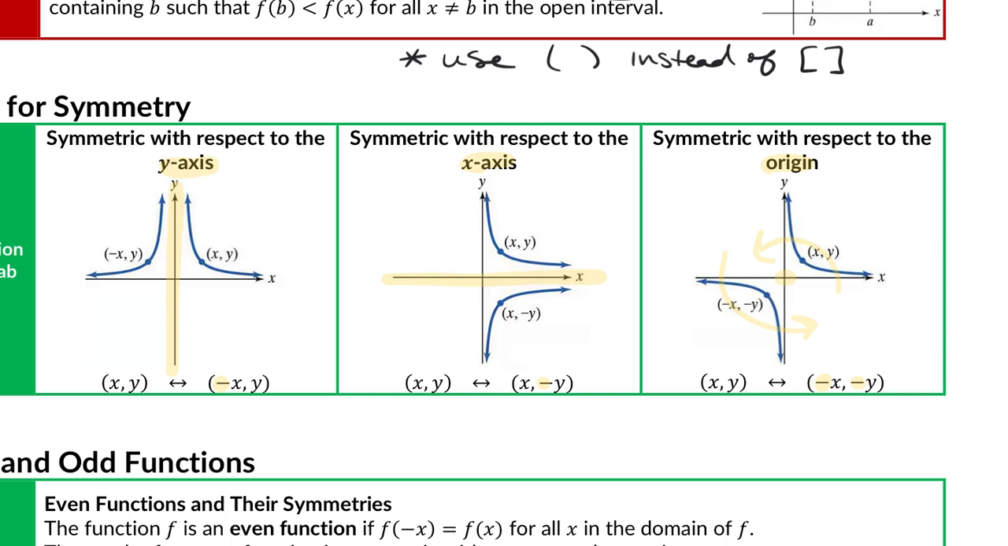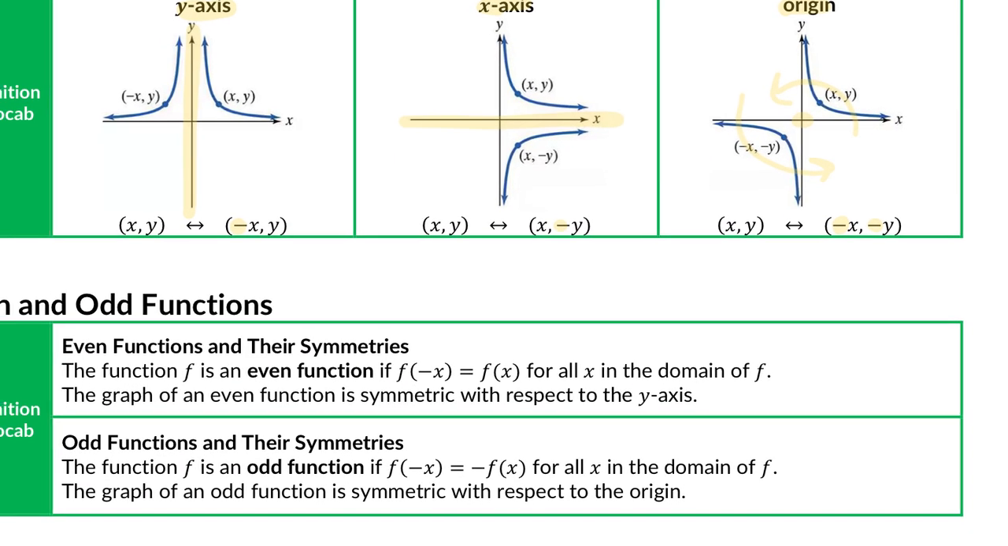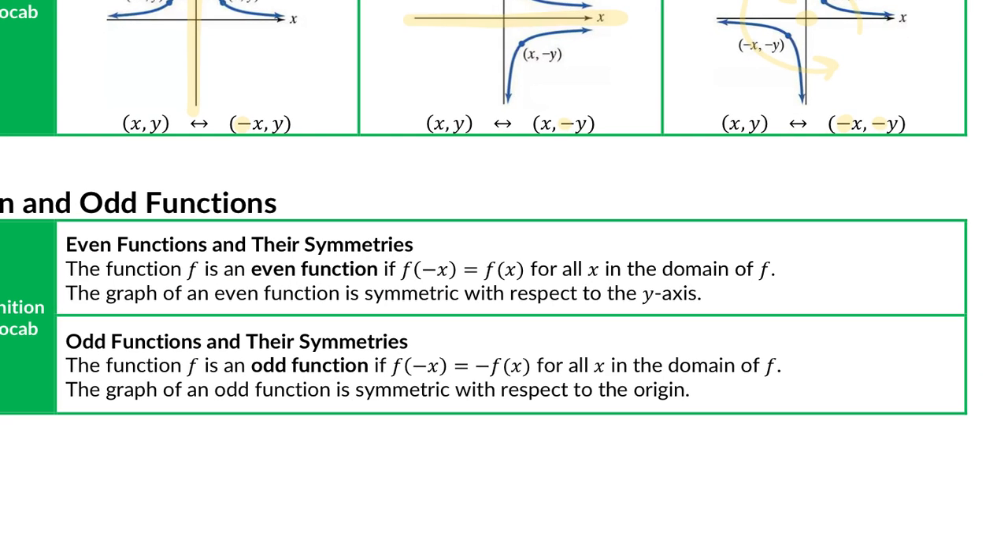Now these three types of symmetries lead us to two more definitions of functions and how we can categorize them. 99% of functions are neither even nor odd. But there's a very specific type of function that is considered to be even or odd. And I'm not talking about the leading coefficient or the degree of the polynomial. That's not what I'm talking about. This is a different kind of even and odd.